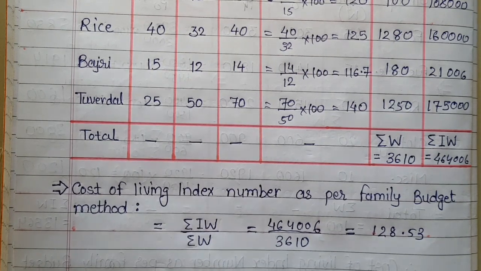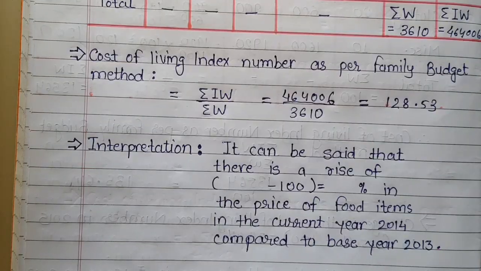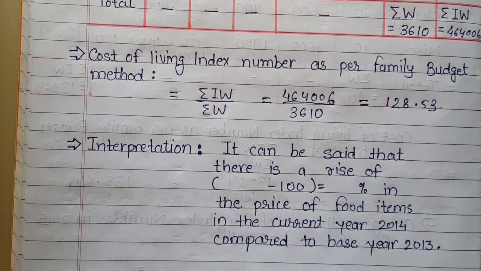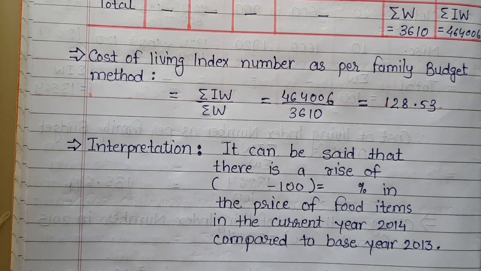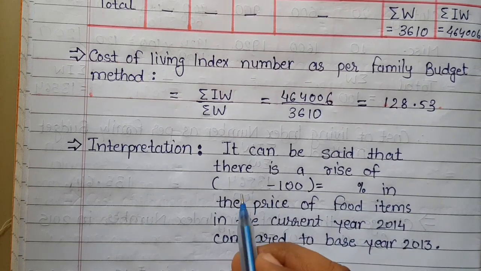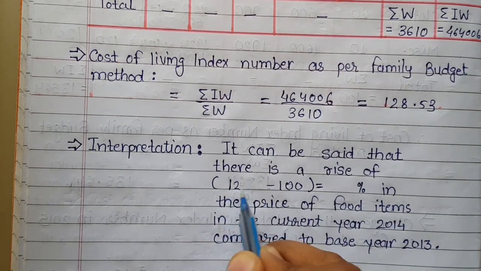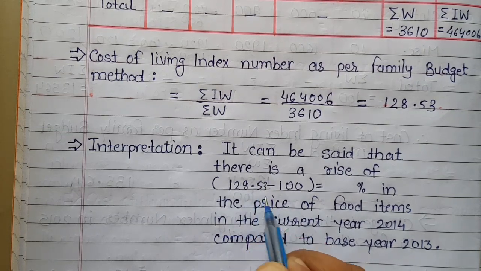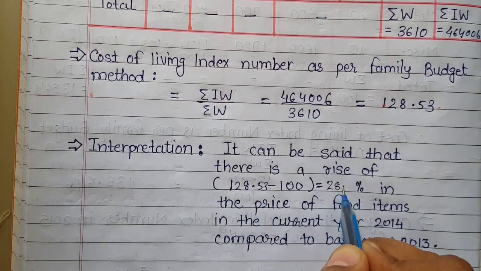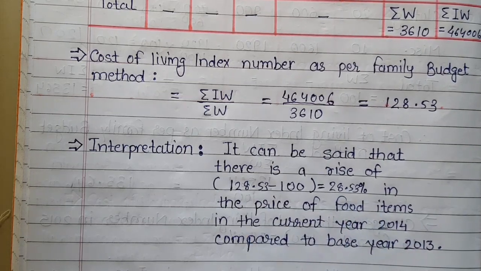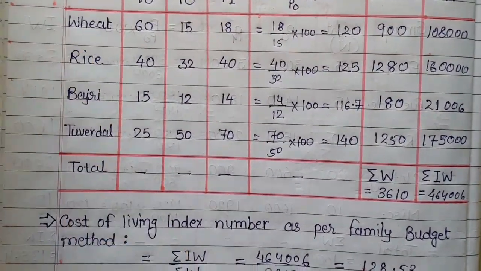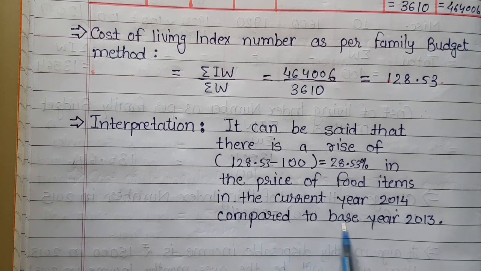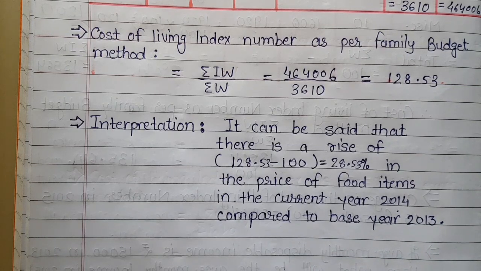Now the second question they have asked is to interpret. I have written the interpretation here. You have to remember this. Every time whenever the interpretation is asked, you have to write, it can be said that there is a rise of, you have to write here the index number you have found and subtract 100 from that. So you will get 28.53% in the price of food items, because the data given to us was for food items, in the current year 2014 compared to the base year 2013. So here we complete this question.